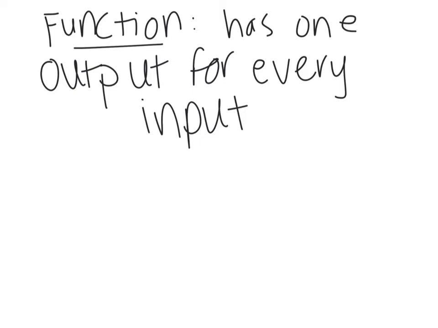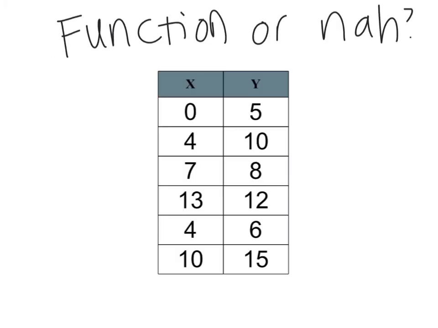So each input has to have its own output. That was what we were talking about when we were talking about cheating, right? Each input needs to have its own output. If an input has two outputs, it's cheating and isn't considered a function. So remember we played function or nah in class.